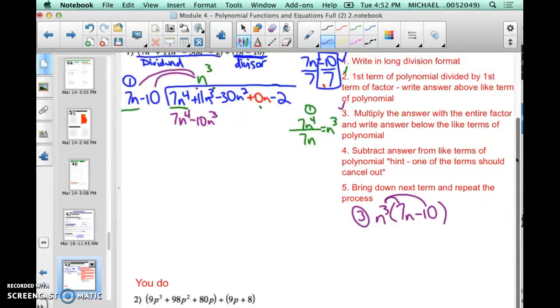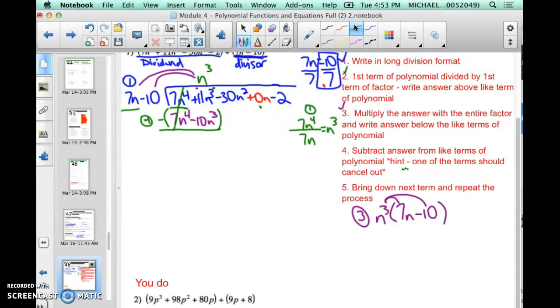Step 4 says to subtract the answer that I just got from the like terms of the original polynomial. Hint: when you do this correctly, one of the terms should cancel out, the term with the highest power, in fact. So step 4 I'll do in a different color. I'm going to subtract. Whatever I'm subtracting, I need to put in parentheses, because that subtraction acts on each of those terms, the 7n to the fourth and the negative 10n cubed. First, 7n to the fourth minus 7n to the fourth cancels out, or becomes 0. So I found my hint: the highest power canceled out.